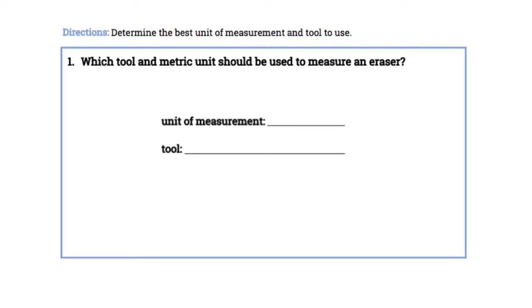Now I'm going to model a couple of problems for you. The directions at the top of the page say, determine the best unit of measurement and tool to use. Number 1 says, which tool and metric unit should be used to measure an eraser? Underneath, there's a spot that says unit of measurement and a blank line, and then a spot for me to write in my tool.